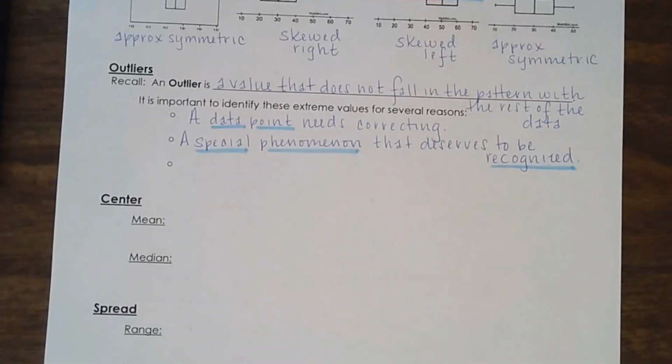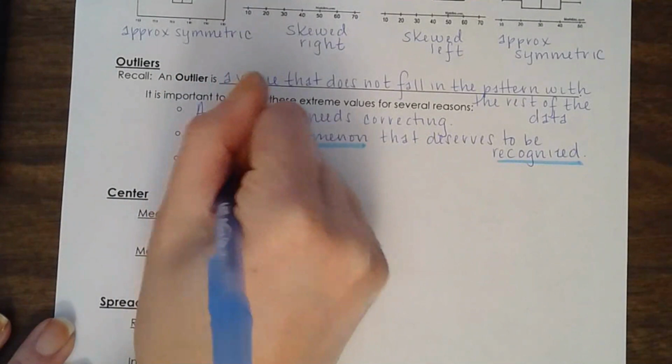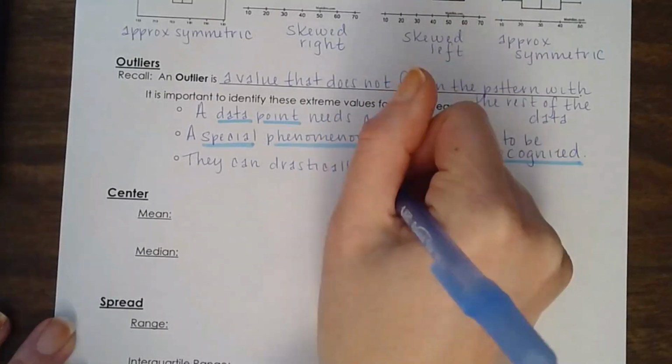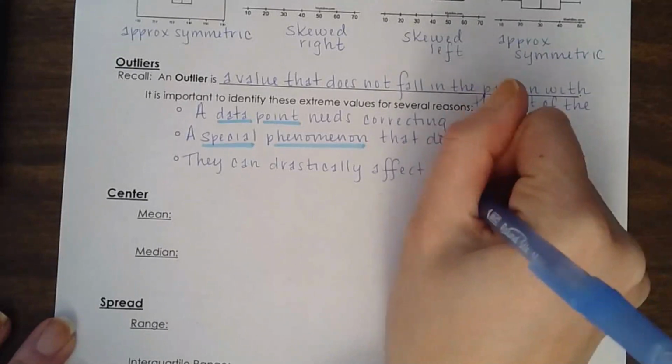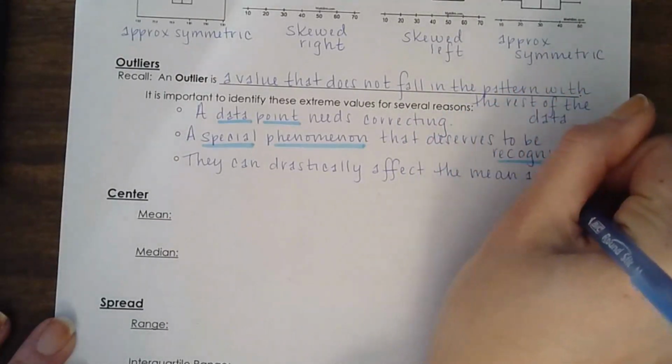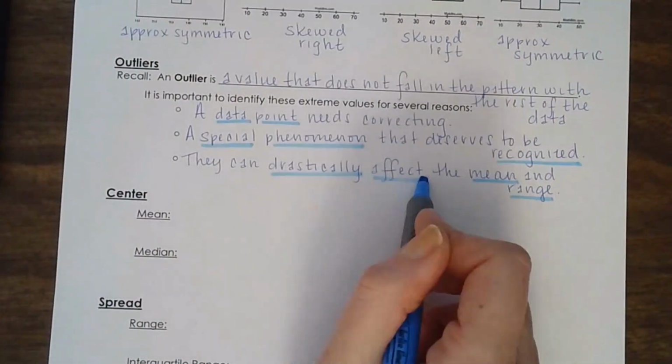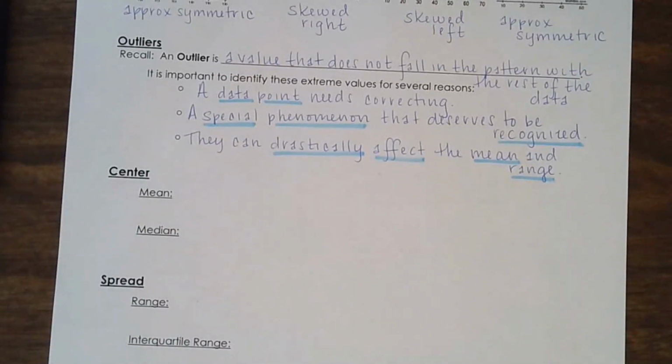The third reason for identifying outliers, you guys, is that they can have a drastic effect on the mean and the range. Okay, so that's outliers. And then we have the formula that we used yesterday.